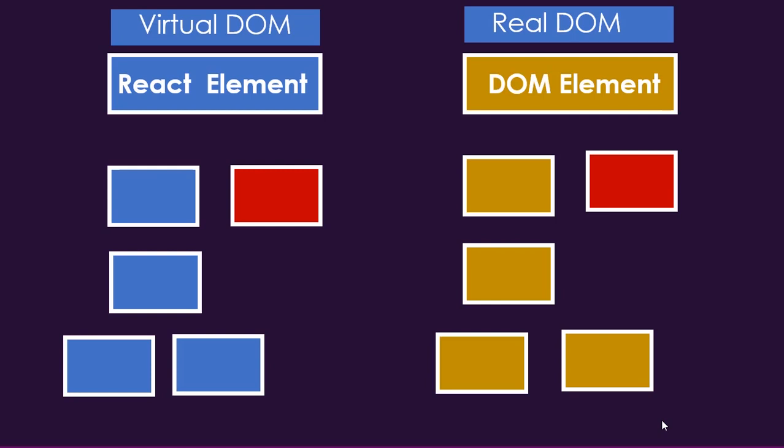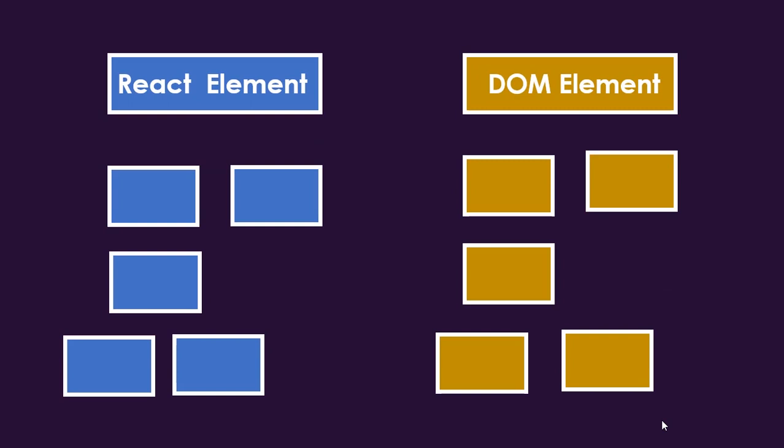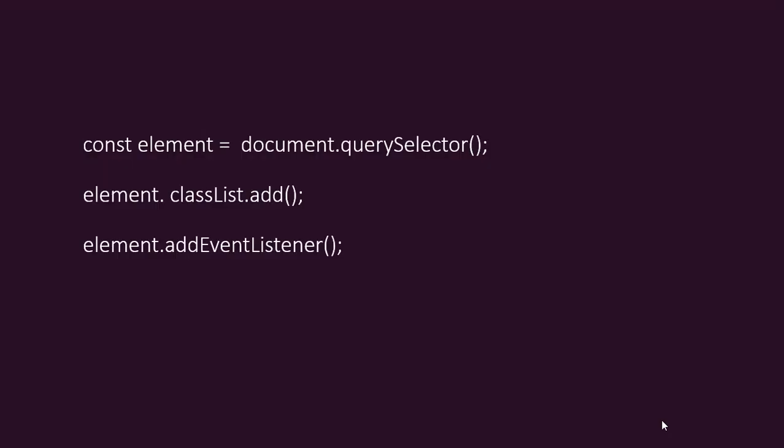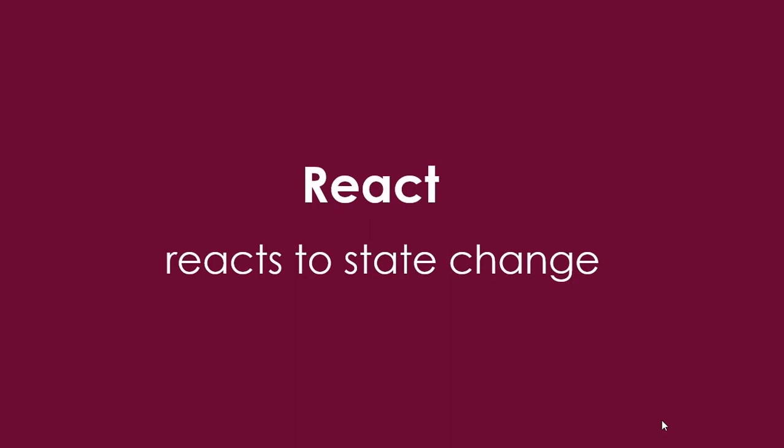In other words, we no longer have to write code in jQuery to manipulate the DOM or attach event handlers to DOM elements. We simply change the state of our components and React will automatically update the DOM to match that state. That's exactly why this library is called React, because when state changes, React essentially reacts to the state change and updates the DOM.